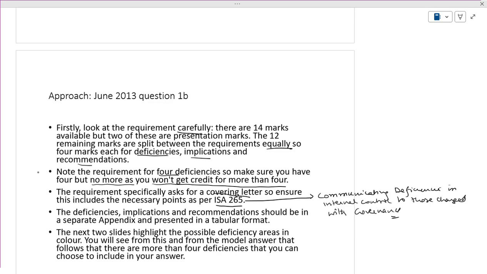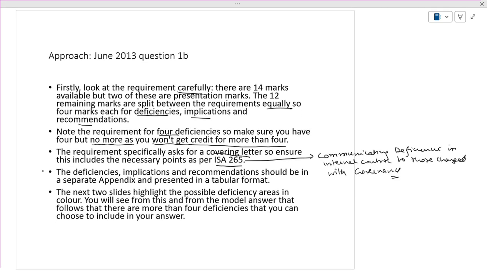You have to report to the management. The deficiencies, implication and recommendation should be in a separate appendix. The appendix is in a table. They prefer table format. If you come across anything in section B, immediately you have to work in table format.